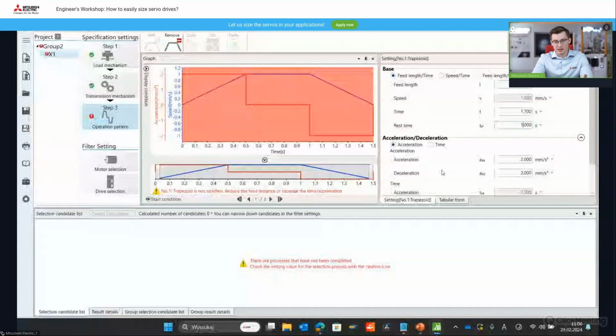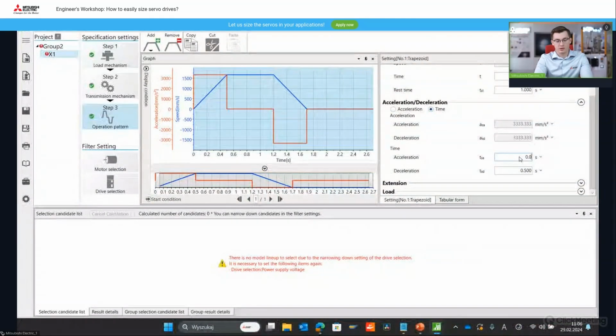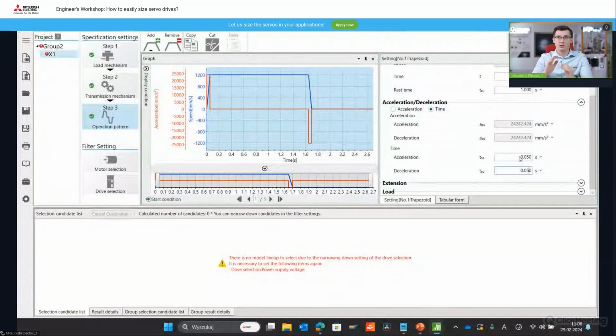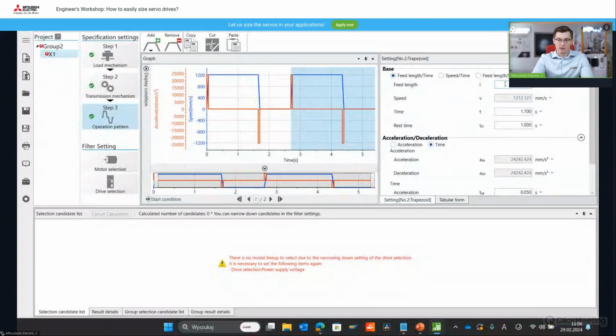And now it is red because it is impossible to create this kind of movement with this acceleration. So we will change the acceleration time for, let's say, 0.05 seconds. So let's say it is quite a big acceleration. Then the next part will be the same, but we'll just return. So we are going to 2000, and now we are returning from 2000 to 0. And this is our duty cycle, let's say.